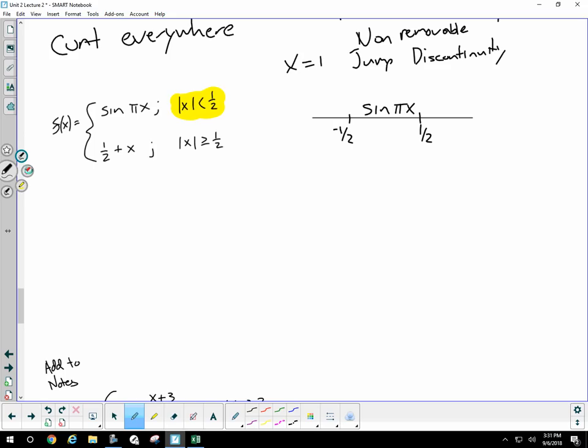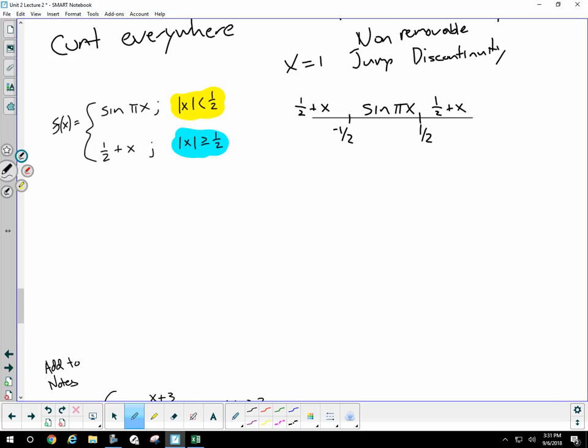Now let's think about values for absolute values of x's that are greater than or equal to 1/2. 4, 5, 6, 7, 8, et cetera, but also -4, -5, -6, -8, all of those as well. So actually, this 1/2 plus x is going to be used for these values to the left of -1/2 and for these values to the right of positive 1/2.